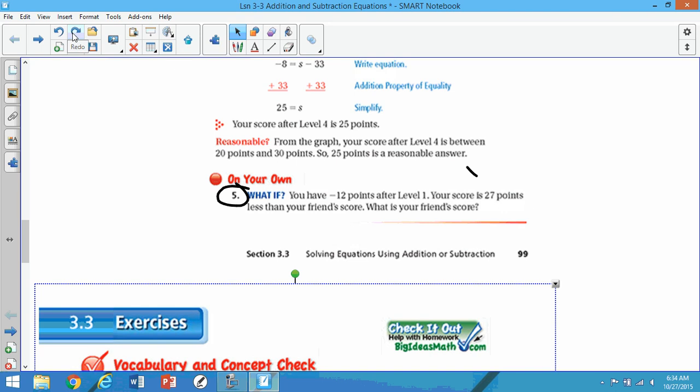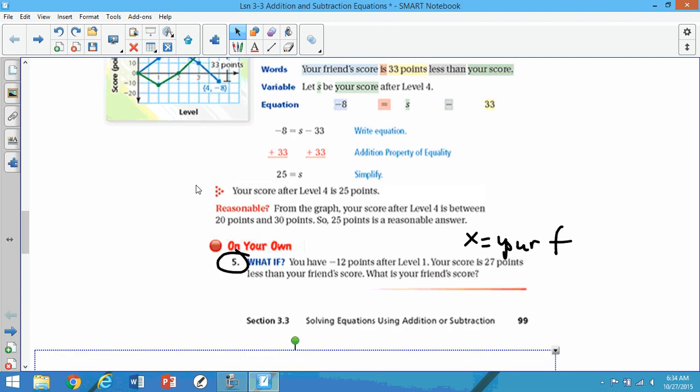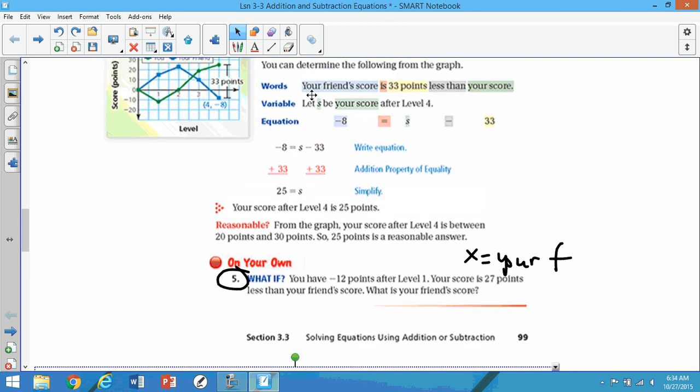Okay, so if I have x equals, first you should define your variable. So like up here in the example, they told you what x equals. It said that your friend's score is 33 points less than your score, so you would let s be your score. Whenever choosing a variable, it's nice if you can pick a letter that's similar to what you're talking about. So here s equals score, although I don't like using s because s can look like a 5, but you just have to be careful how you write it.